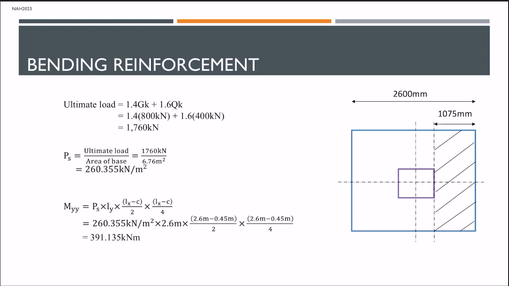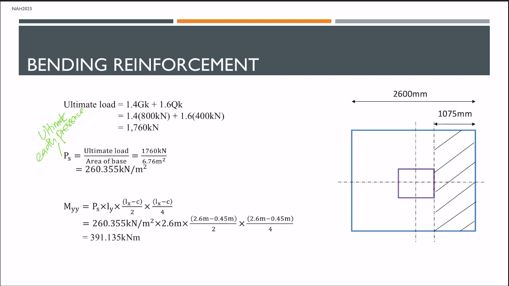So, kita nak design untuk steel. Using the ultimate load 1.4 GK plus 1.6 QK, masukkan saja value GK and QK inside the formula. Then I get 1,760. And as usual, I need to calculate for the ultimate earth pressure, PS. Okay, so which is the ultimate load bahagi dengan area of base, then I get 260.355 kilonewton per meter square.